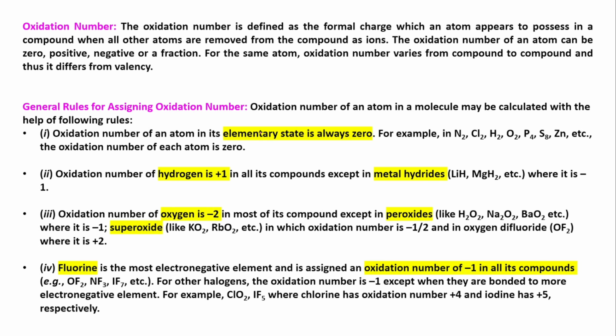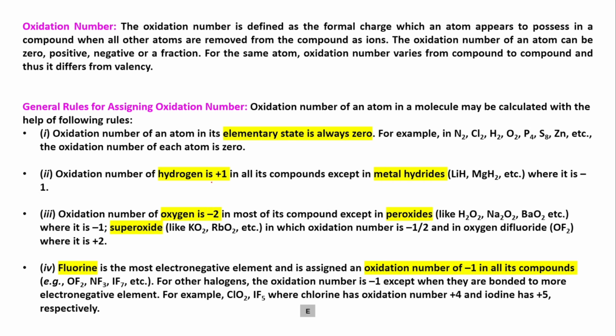The oxidation state of an atom in its elementary state is always 0. That means if an element is present in its natural form, then the oxidation state will be 0. Like nitrogen's natural form is N2, Cl2, H2, O2, P4, or zinc or any other metal like Na. Whenever these elements are present in their natural or elementary state, the oxidation number is taken as 0.